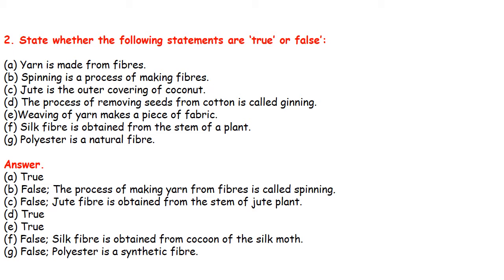E, weaving of yarn makes a piece of fabric. So it's true. F, you had done the activity for this also before. F, silk fiber is obtained from the stem of a plant. False, because silk fiber is obtained from cocoon of the silk moth. And G, polyester is a natural fiber. It's false because polyester is a synthetic fiber.